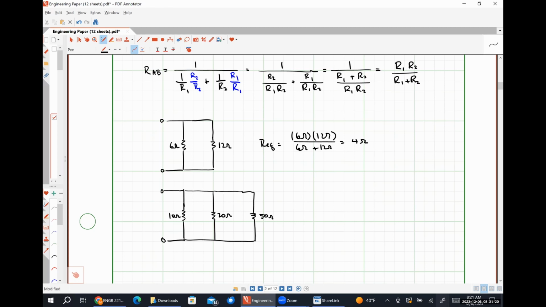So now we have 3 resistors connected in parallel. Okay. So some of you may be thinking that this would simply be 10 ohms times 20 ohms times 50 ohms divided by 10 ohms plus 20 ohms plus 50 ohms. Why is this not true? There's something glaringly obvious that messes this up.